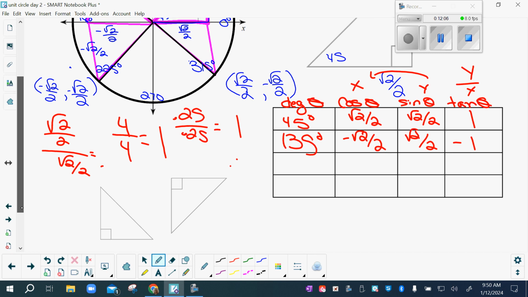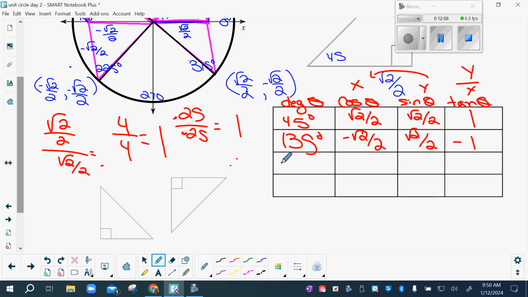Heading down to 225. We're going to get a lot of negatives, but that's going to do something to our tangent. So we got negative root 2 over 2, we got negative root 2 over 2, but a negative divided by a negative is a positive, so it's going to be positive 1. Look at a little pattern there.